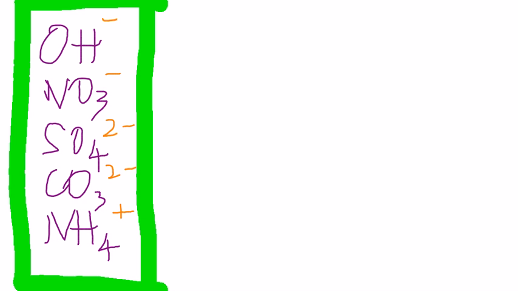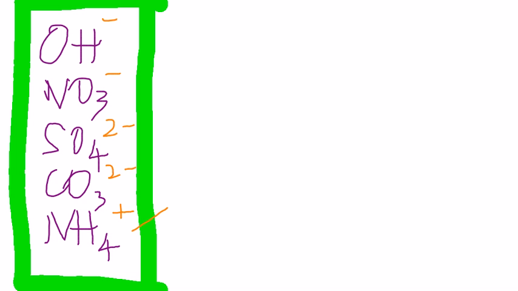Alright, now other than simply knowing this is not enough, you must know what each of these chemical formula stands for. So OH minus will be your hydroxide ions, NO3 minus nitrate ions, SO4 2 minus sulfate ions, CO3 2 minus carbonate ions, NH4 plus ammonium ions.